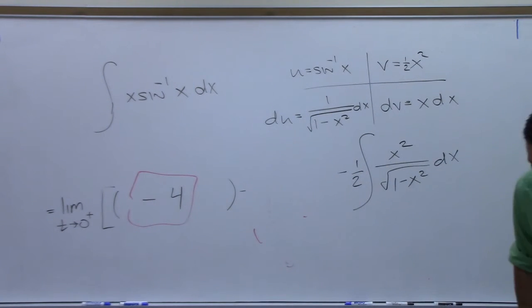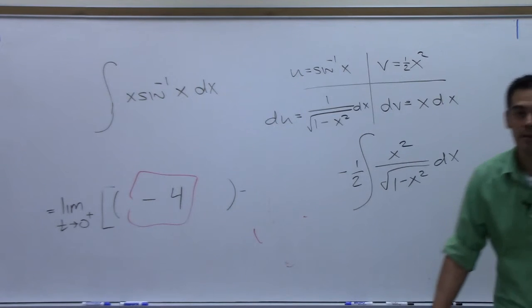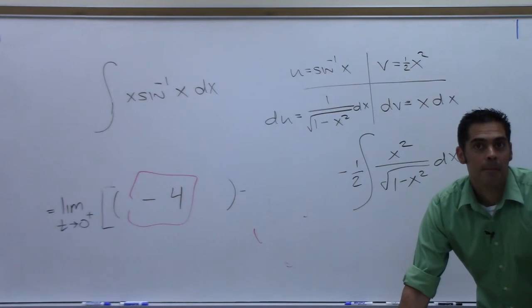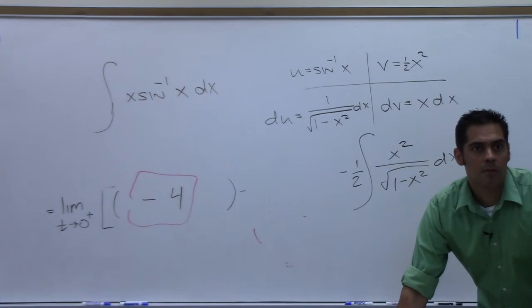They look kind of the same. All right. 6 you couldn't do, 7 you couldn't do, 8, 9. Ooh, that was a good test. Just looking here.